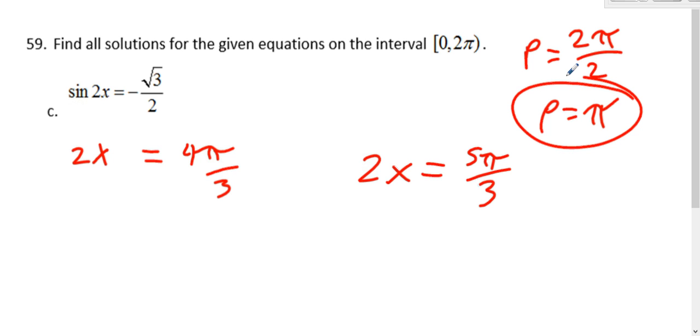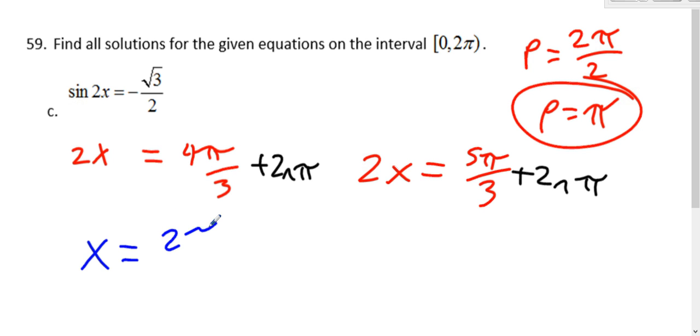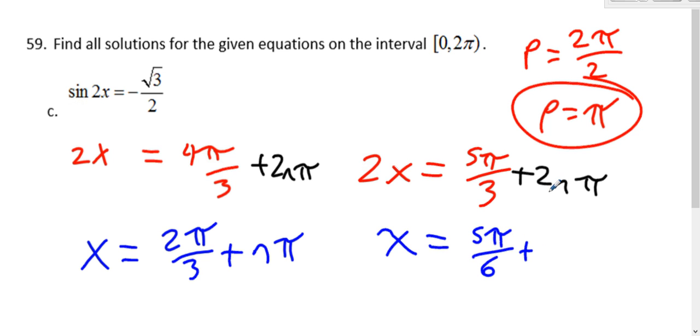Now, since we solved for the period already, we could actually just keep that off to the side and apply it in a minute. You could also right now just say plus 2n pi, which would be the normal period, before we solve it out. So if you wrote the plus 2n pi now and divide everything by 2, you get x equals 2 pi over 3 plus n pi. And then solve for x, we get 5 pi over 6 plus, divide by 2, n pi.